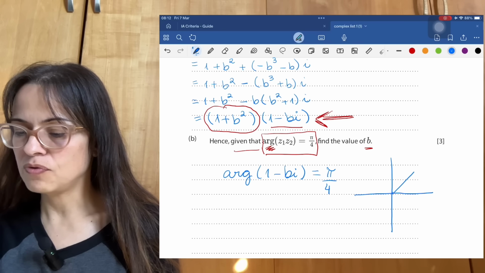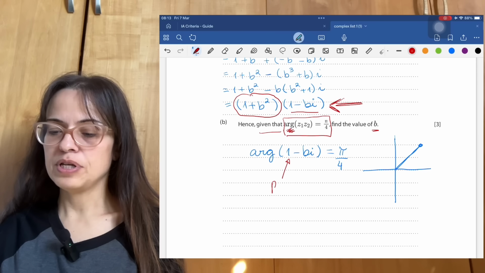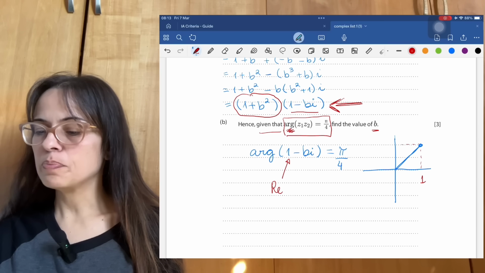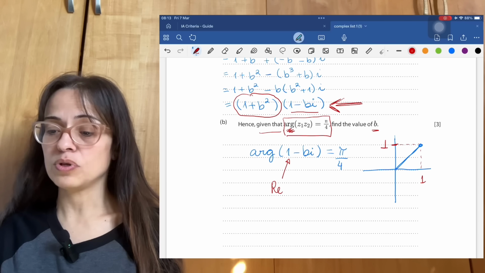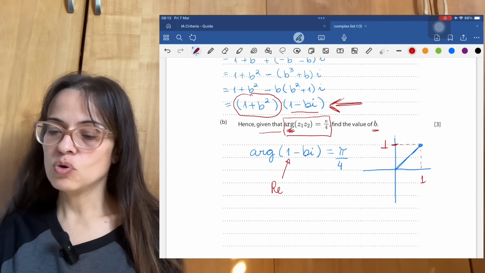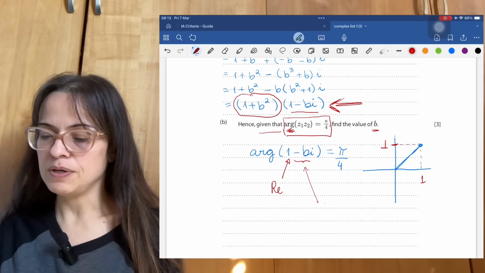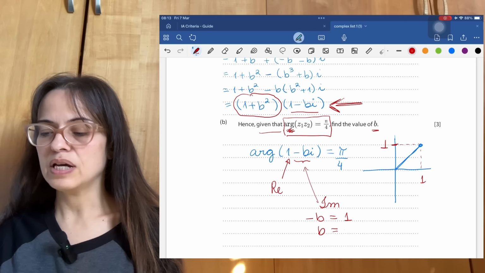This is pi over 4. And I know that the real part of the number is 1. So this is 1. What about the imaginary part? Well, if this is pi over 4, then the imaginary part is 1 as well, right? That's what this angle does. But over here, the imaginary part is minus b. So the imaginary part is minus b, which is then equal to 1, and b is equal to negative 1.